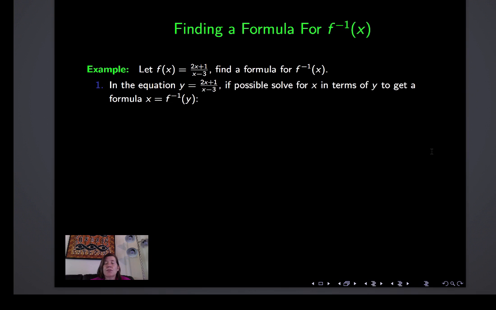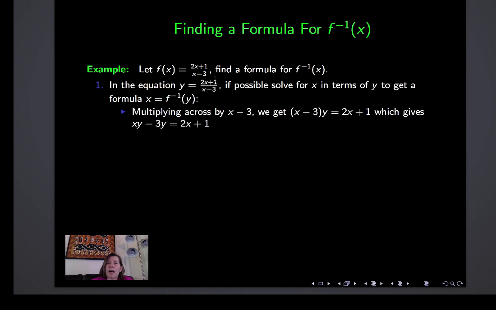Let's apply this. Suppose we start with f of x equals 2x plus 1 over x minus 3. You'll have to take my word for it that this is a one-to-one function, and let's find a formula for f inverse of x. In the equation y equals f of x, or y equals 2x plus 1 over x minus 3, our first step is to solve for x in terms of y.